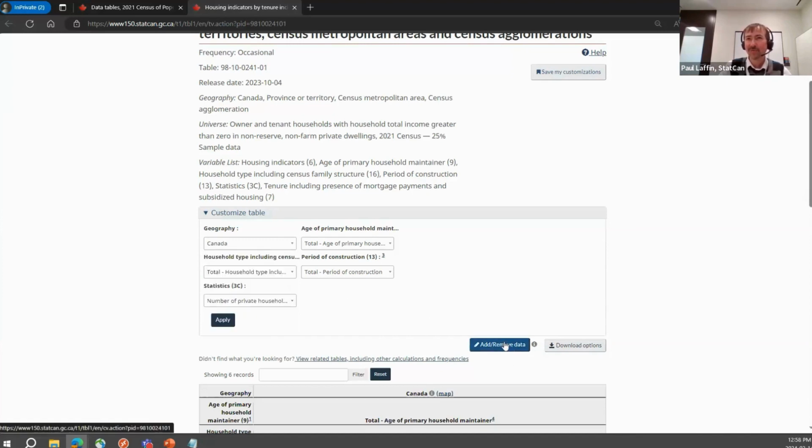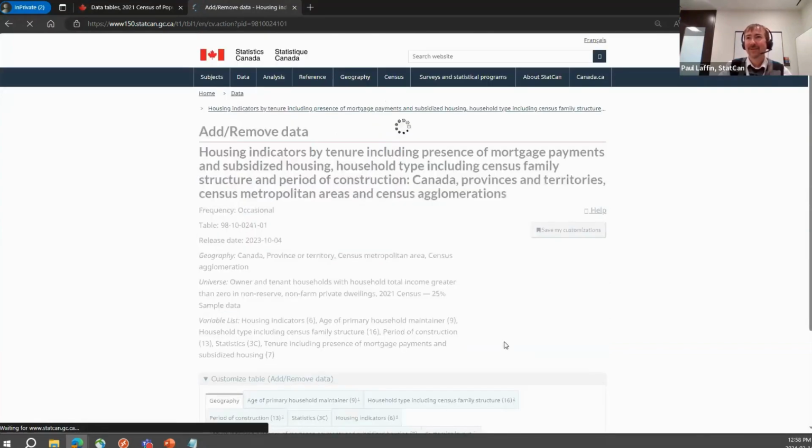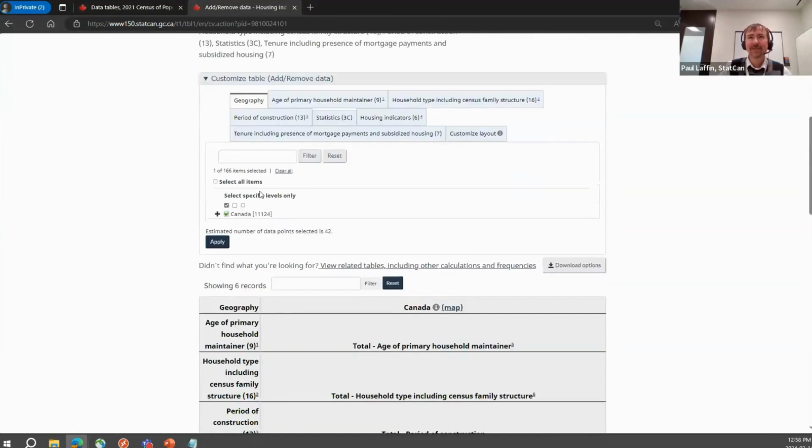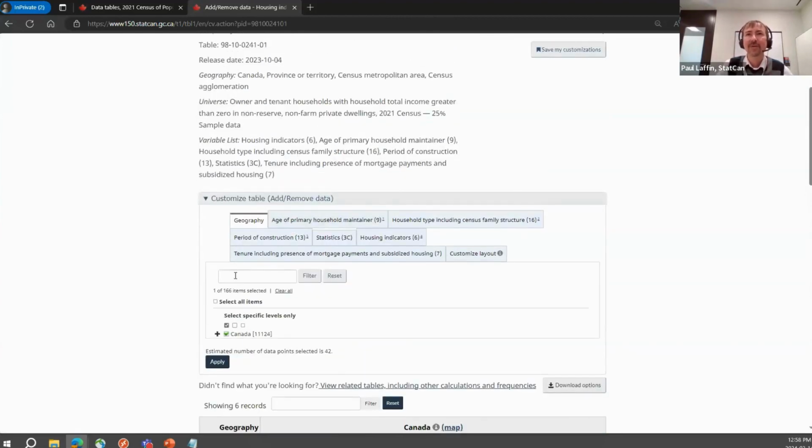Click on the add remove data button, and you could see here, you could quickly filter. So for example, there's 166 different geographies. Canada's selected by default in most tables, but say that you don't want Canada, but instead you want Timmins.